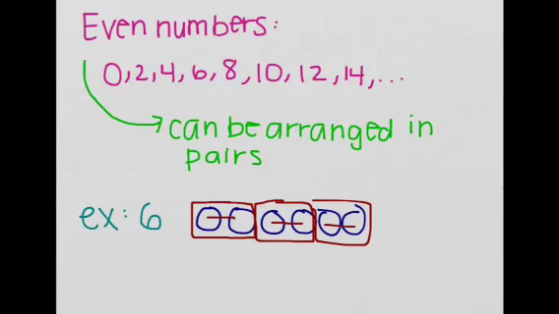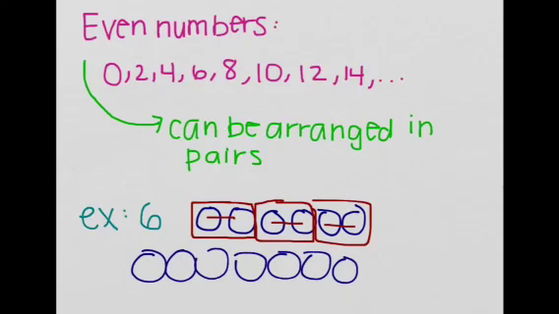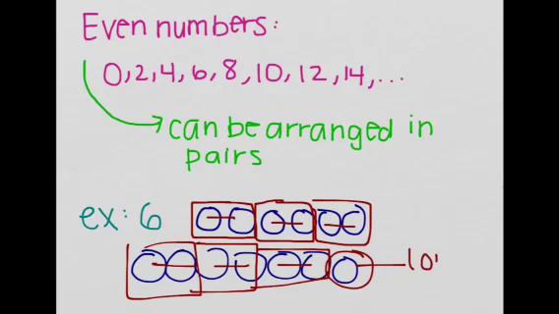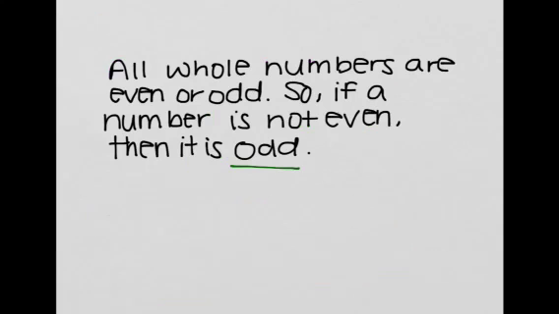Okay? But let's say I had 7 balls instead. 1, 2, 3, 4, 5, 6, 7. I would not be able to partner them up again because one of them would not have a buddy. One of them would be lonely. So anything that cannot form a pair, that cannot be arranged in pairs, is called an odd number. An important thing to remember is that all whole numbers are either even or odd. So if a number is not even, then it is odd.